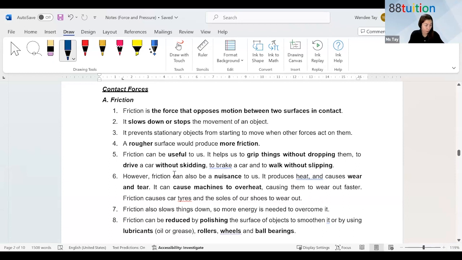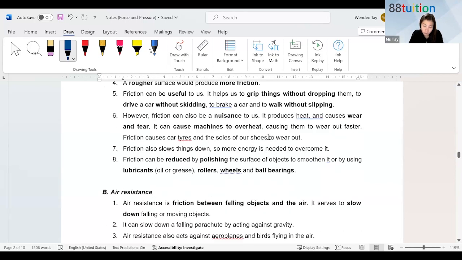Now, friction can also be a nuisance because it causes wear and tear. It causes a lot of heat to be generated. Machines can overheat due to that, so they can wear out faster. Then car tires, because of the friction with the road surface, get worn out, and that can lead to accidents. It also leads to the soles of shoes wearing out.